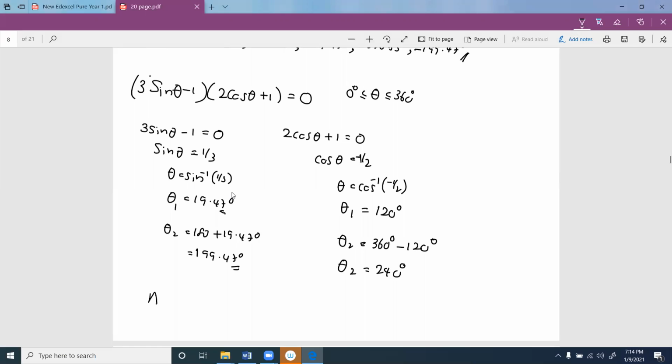So with this, the answers become 19.47, 199.47, 120, 240. This would be the final answer. That's the way of doing this kind of question. Right.